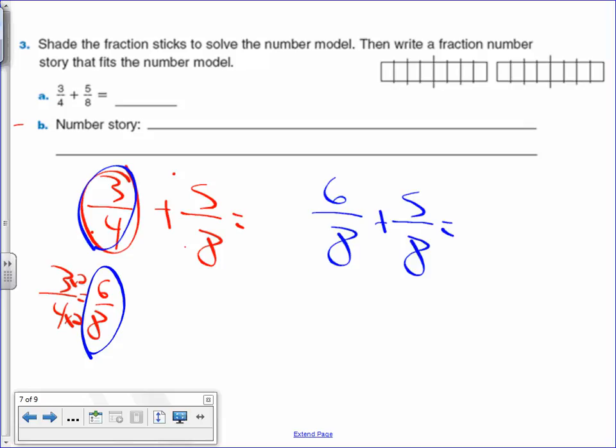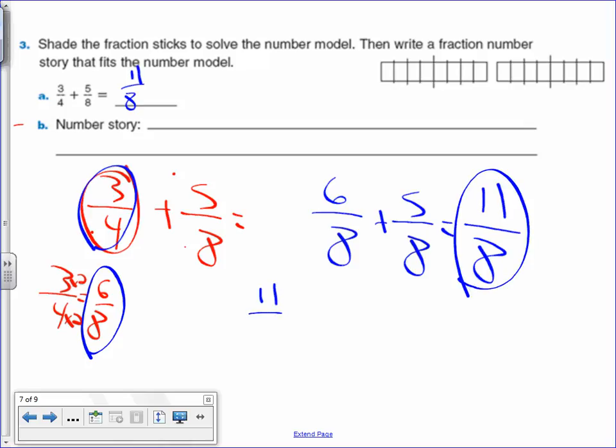Add these things up. 6 plus 5 equals 11. My common denominator is 8. Kids are going to want to add 8 plus 8 and get 16 as a denominator. That is not how you do these problems. 11/8 is your answer. If I wanted to write 11/8 as a mixed number, 8 goes into 11 once. The number that's left over is 3. Then I have my denominator, 1 and 3/8.